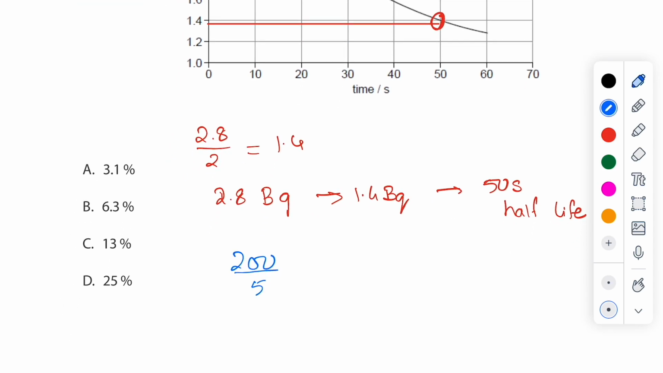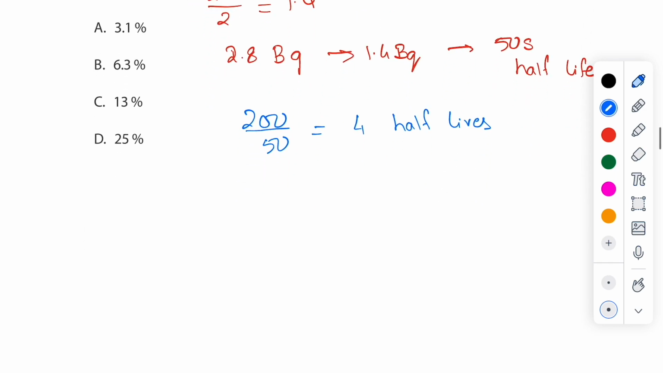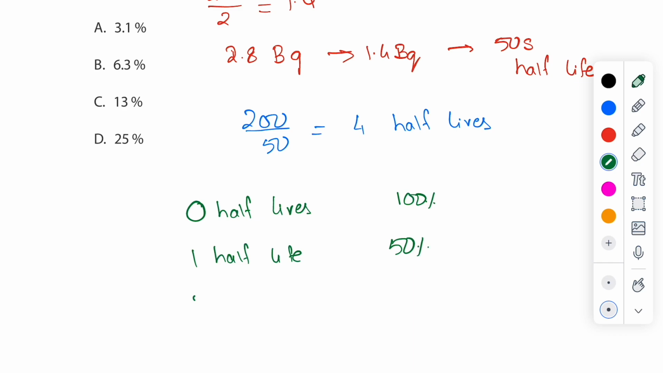So now 200 seconds divided by 50. So how many half-lives are there? 4 half-lives are there. So if I consider 0 half-life, it is 100%. 1 half-life will be 50%. 2 half-lives will be 25%. 3 half-lives will be 12.5%, and 4 half-lives will be 6.25%, which is approximately equal to 6.3%. So where is the option? Option B is going to be the answer.